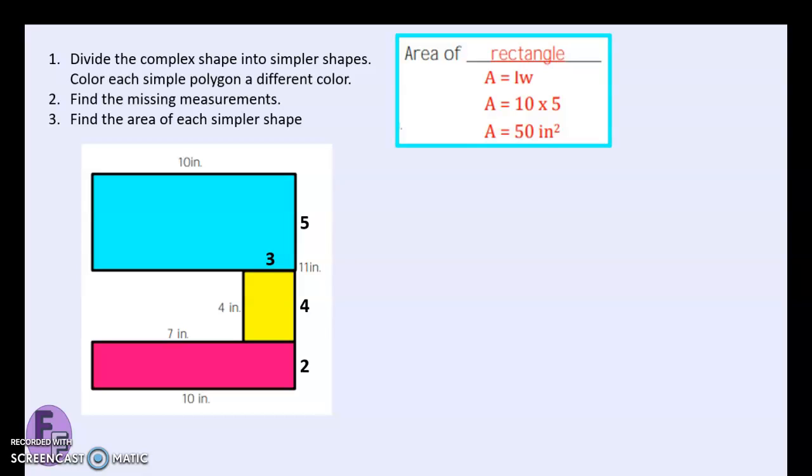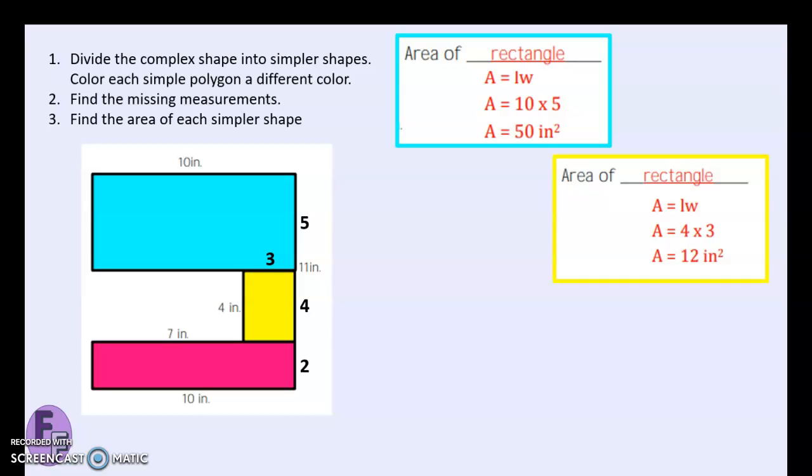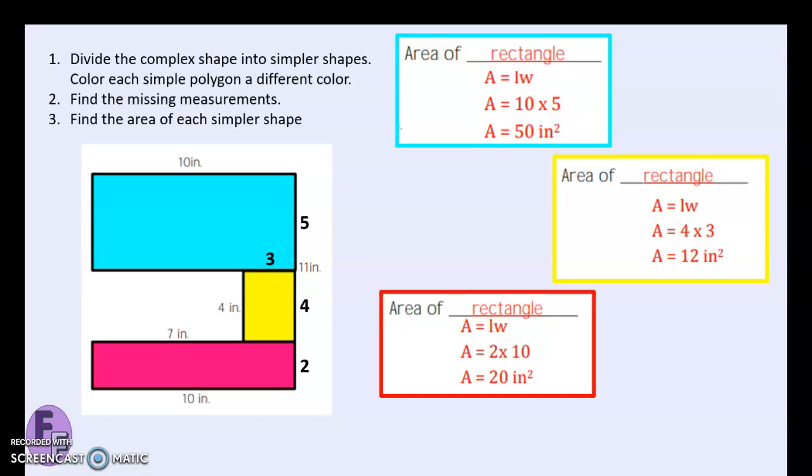Find the area of the blue rectangle. It's a 10 by 5, which is a 50. Find the area of the yellow rectangle. It is a 3 by 4. And then find the area of the pink rectangle. It is a 2 by 10. Add all your areas together, and you get a total of 82 inches squared.